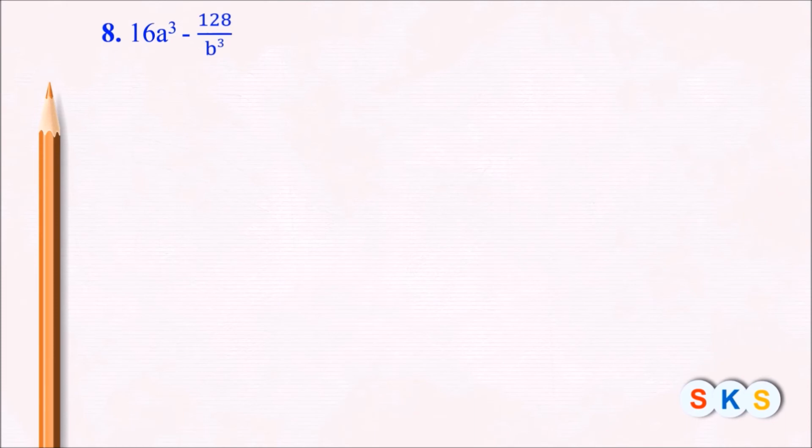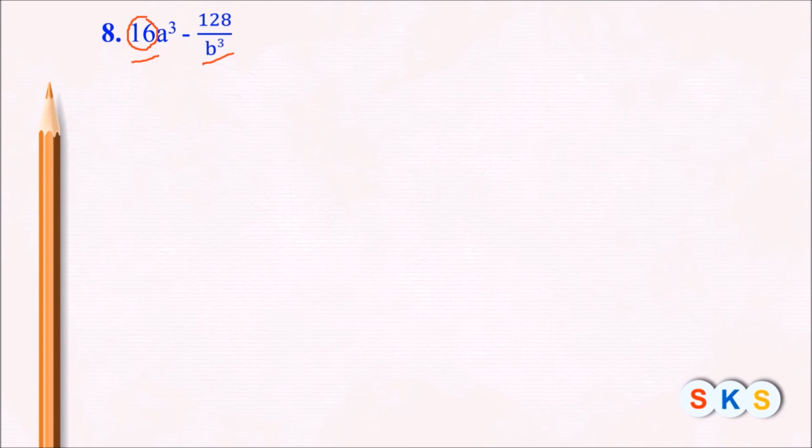Question number 8. Here we have the question number 8. It is 16a raised to 3 minus 128 upon b raised to 3. And you can see that 16 is not a cube of any number. So what we will do here, we will take common between those two terms, and the common is 16.